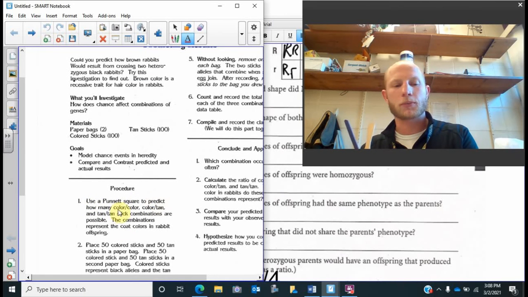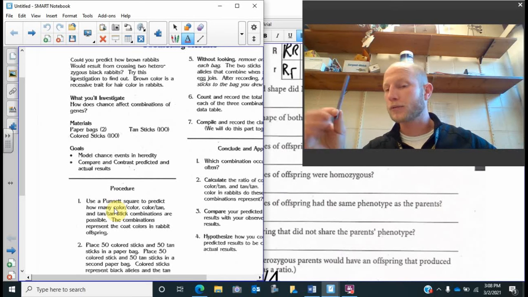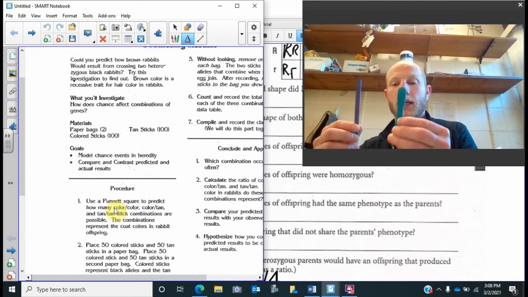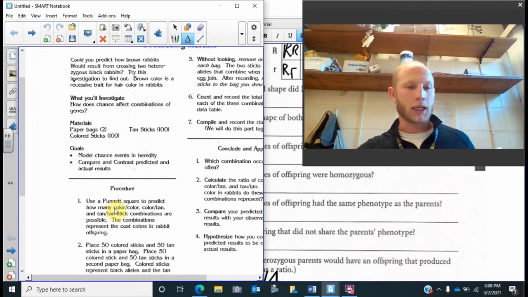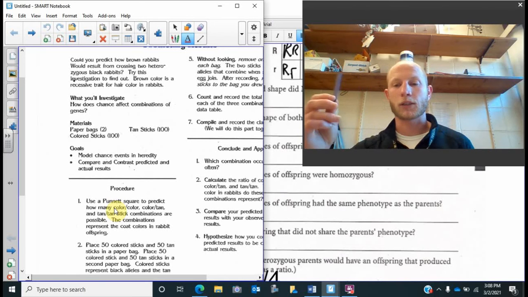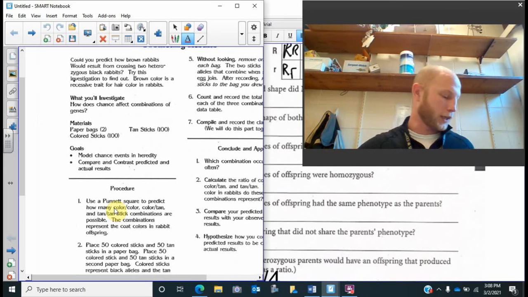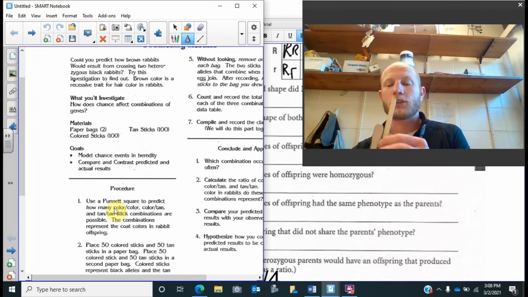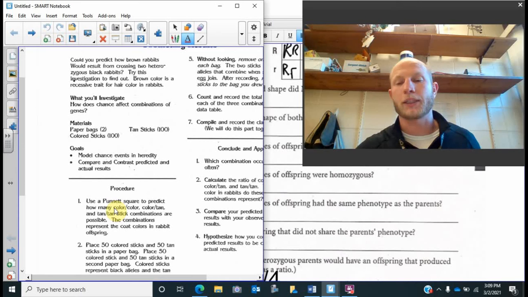Number 1 says, use a Punnett square to predict how many color-to-color combinations. So what that means is if I draw a color out of one parent bag, and a colored one out of the other parent bag, how often is that going to happen? Well, we can use a Punnett square to predict that. And then if I do this again, what's the probability of pulling out a color from one parent and a tan stick from the other parent? That's what the Punnett square is for. And then finally, the tan, which is the recessive, one from one parent, the other from the other parent. Again, we're predicting that right away.